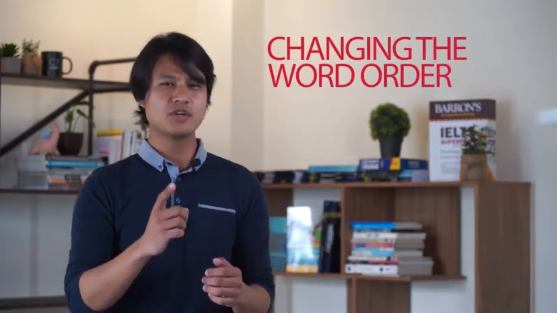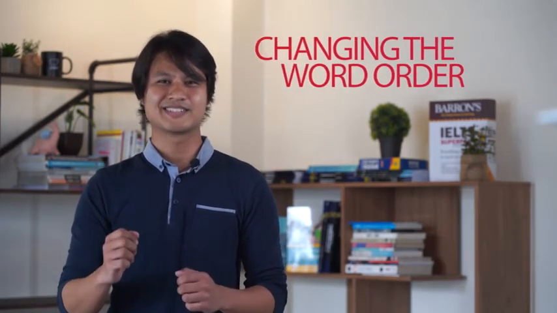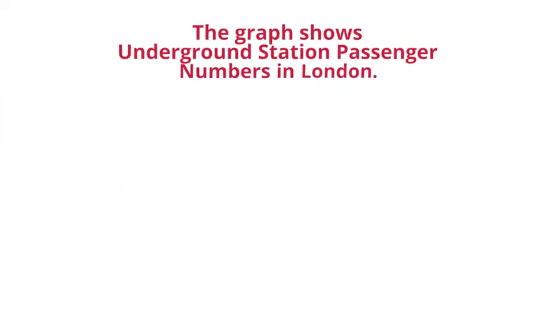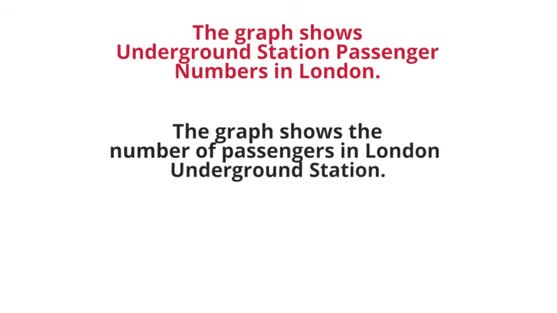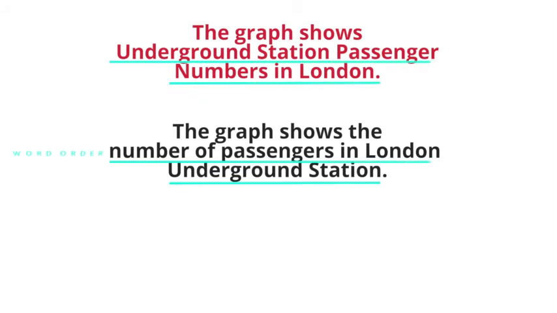Now remember, synonyms are great, but you have to be very careful because sometimes the synonyms are not the proper words to use. At the same time, you also have to look at the grammar. Now there's another way for us to paraphrase, and that is changing the word order. Now I'm going to be showing you a different question. Let's look at this. In this question, it says the graph shows underground station passenger numbers in London. Now we can change the order by something like this. The graph shows the number of passengers in London Underground Station.